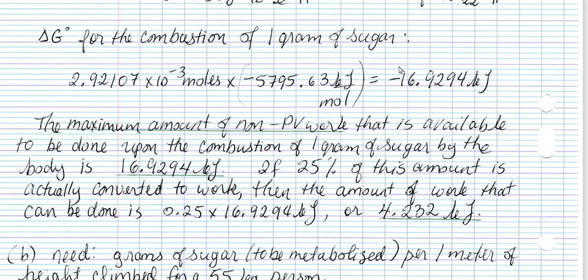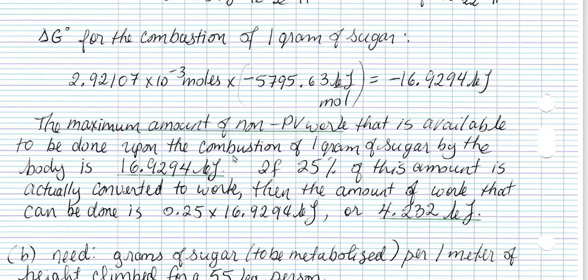That is the delta G for the combustion of 1 gram of sugar. It's negative because the energy is released, and therefore that same amount of energy is available to do work. In which sense? Well, the Gibbs free energy is the maximum amount of non-pressure volume work that is available to be done upon the combustion of 1 gram of sugar by the body, which is in this case 16.9294 kilojoules. So that energy can be used to do a certain amount of work.